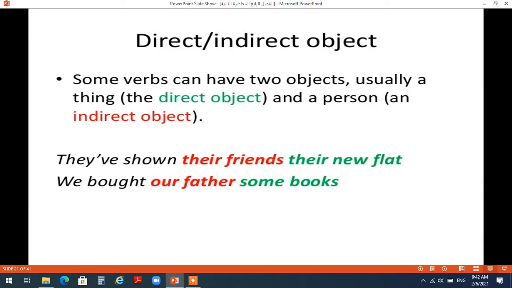So, as you see the distinction between direct and indirect objects, some verbs can have two objects, usually a thing, which is the direct object, and a person, which is an indirect object. For example, they have shown their friends their new flat. Their friends is the indirect object and their new flat will be the direct object. We bought our father some books. Our father will be the indirect object while some books will be the direct object.